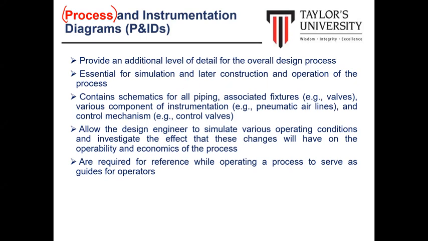Usually, we focus on the instrumentation for P&ID. So it will help in the simulation and also later construction of the process. This P&ID contains a schematic for all piping and associated features such as valves, what type of valve is used, whether globe valve, manual valve, or gate valve. Basically, each is represented by a symbol, and we have various components of instrumentation, including the type of line, whether this is pneumatic, hydraulic, or electrical line.